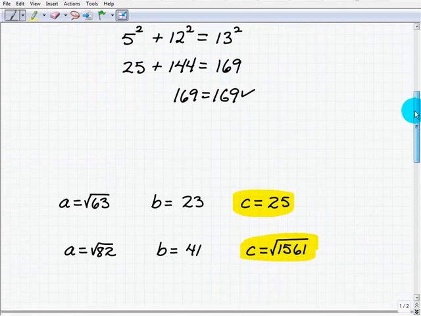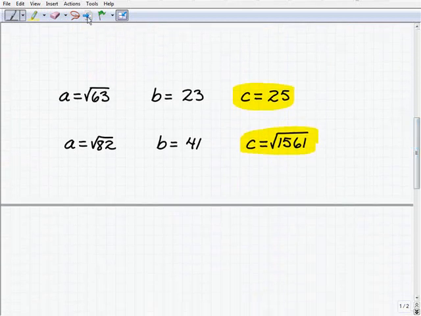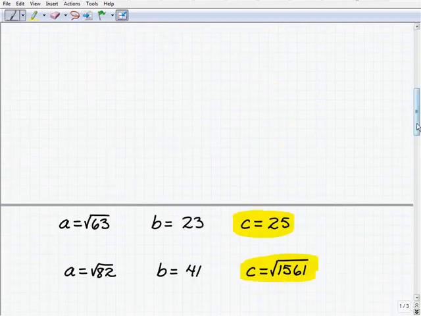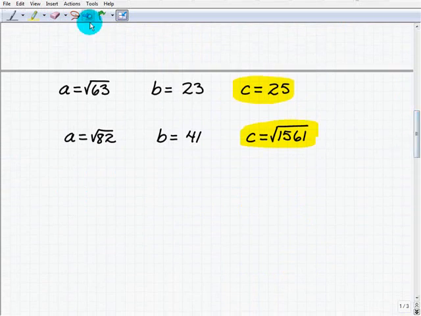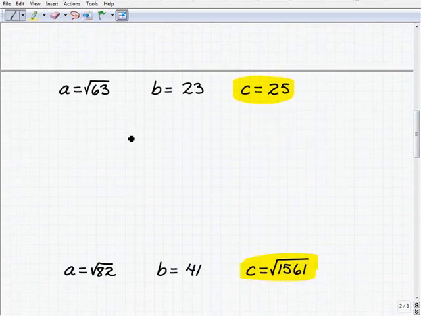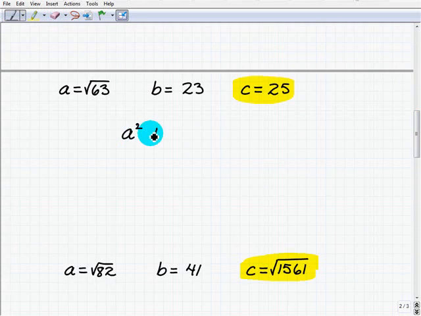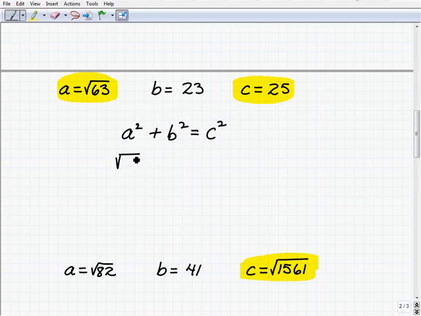So let's go ahead and take a look at the next two problems. Okay, give myself some room here. All right, so a squared plus b squared, we're going to do the same thing here, equals c squared. Now some of you might be tempted to look at this a squared here and say, well, let me go ahead and find out what the square root of 63 is on my calculator. You don't need to do that. So I'll show you exactly what to do here.